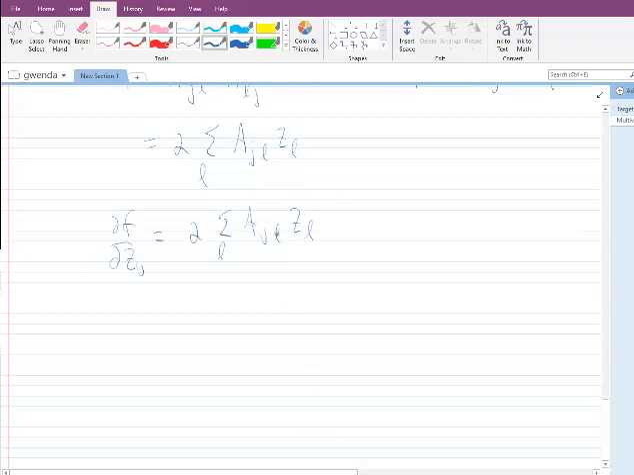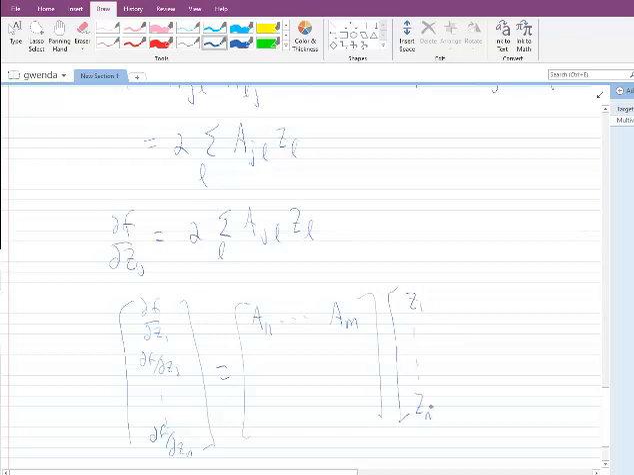Now this is matrix multiplication, so I can write it this way: df/dz_1, df/dz_2, through df/dz_n is equal to, well, this a_jl here, I'm going to have a_11 through a_1n and so on, times z_1 through z_n, and there's a 2 here. And that's just the same thing as 2Az.